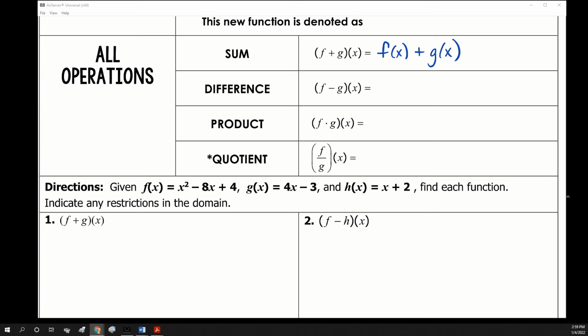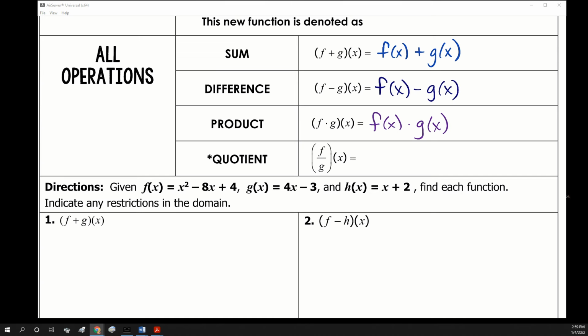All right. And then sometimes when they want you to find the difference, or they want you to subtract two functions, they're going to do f minus g of x. But again, all that means is f of x minus g of x. All right. For the multiplication or the product of two functions, sometimes they do f times g of x, but again, it's just f of x times g of x.